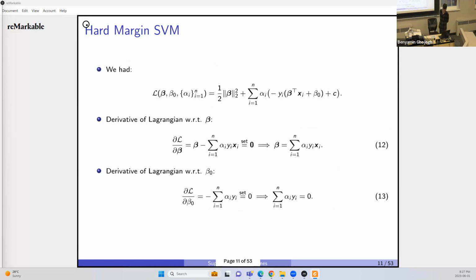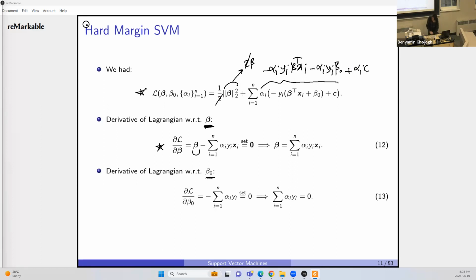Okay. Now, what happens? This is the Lagrangian. We take the derivative with respect to the optimization variables, which are beta and beta 0. Take the derivative with respect to beta. The derivative of the first term is two beta, and these two twos cancel each other. We have beta. This, what is it? You tell me. Inside the summation, I have minus alpha i, yi, beta transpose xi, minus alpha i, yi beta 0, plus alpha i c. I just multiplied alpha into the terms, and I also considered the minus sign.